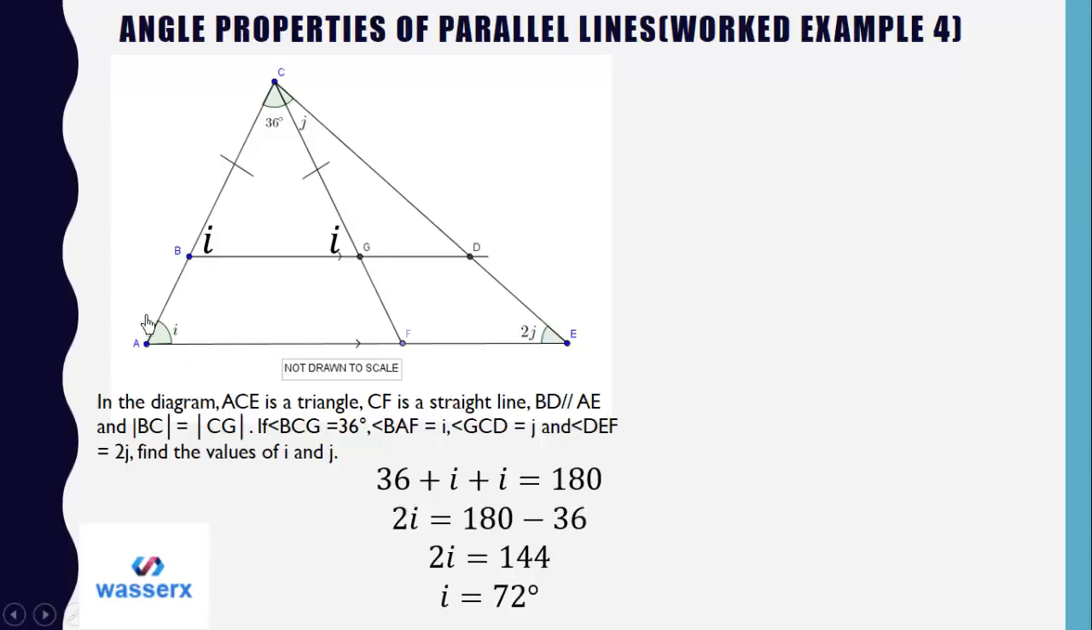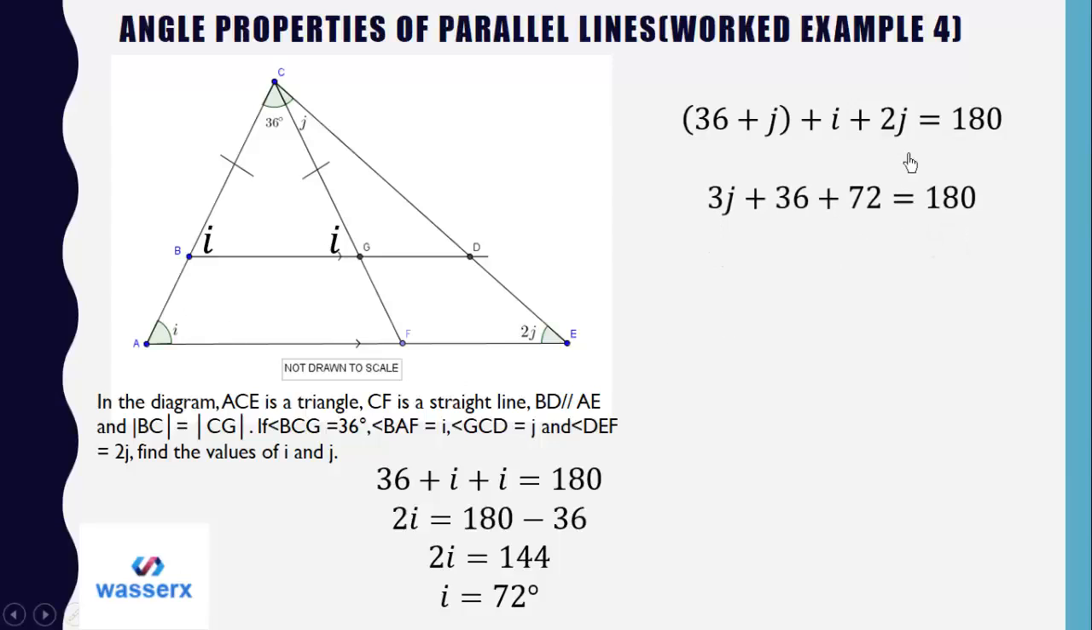Now we use triangle ACE to determine the value of J. So we know that the sum of all these angles will also give us 180, but we know the value of I already, so we're solving to obtain this. Now 3J equals 72 degrees, therefore J to be equal to 24 degrees.